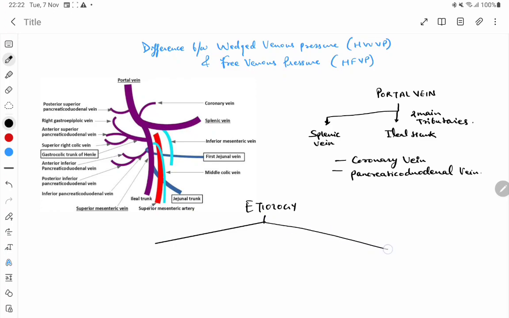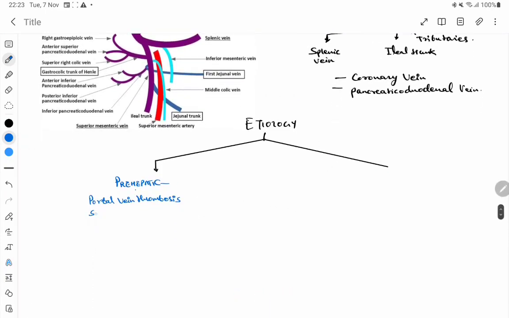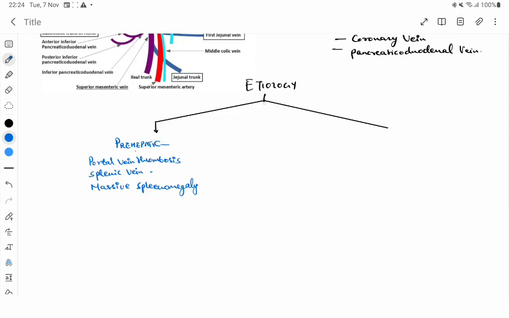Understanding the etiology of portal hypertension. Causes. Prehepatic causes include portal vein thrombosis, splenic vein thrombosis, and massive splenomegaly.